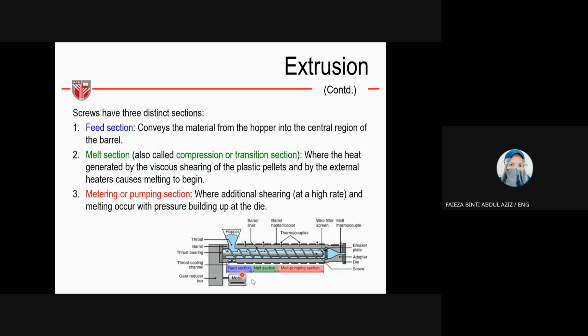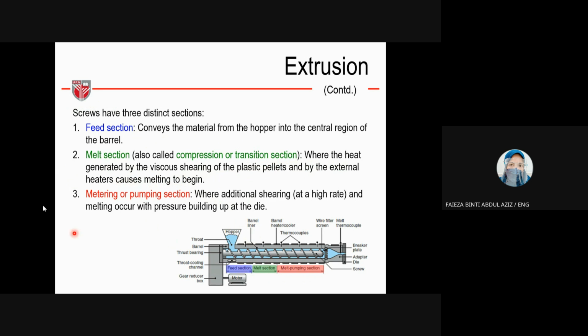As I mentioned just now, we divided the screw into three distinct sections: the feed section, the melt section, and the melt pumping section. The feed section conveys the material from the hopper into the central region of the barrel. Once we pass the material to the melt section, or compression or transition section, the heat generated by the viscous shearing of the plastic pellets and by the external heaters causes melting to begin.